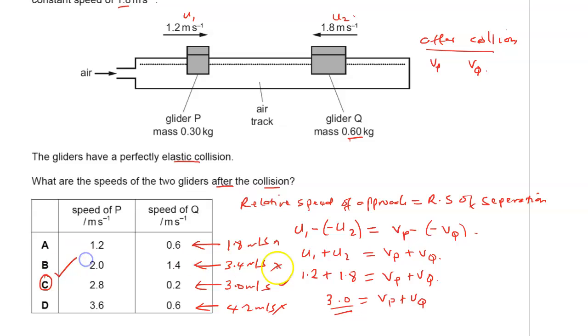The answer is C, because we need the final speed of P and the final speed of Q after collision to add up to 3.0, since the relative speed of approach is equal to the relative speed of separation. Therefore C is correct.